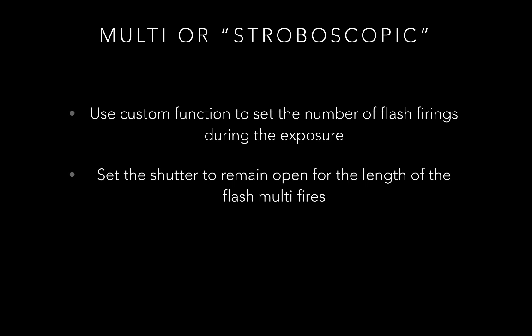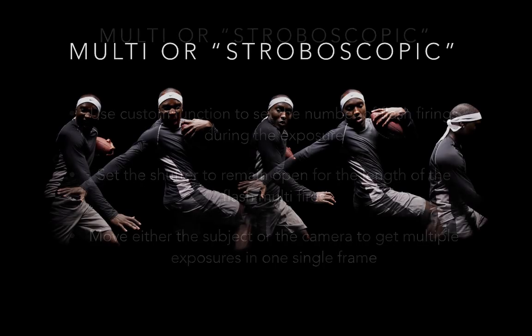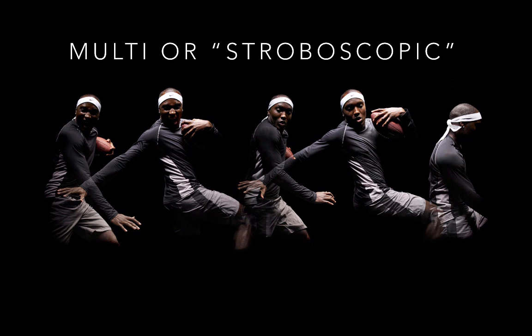You'll set the shutter to remain open for the length of the flash sequence, and then it'll multi-fire, and then you'll either move the subject or the camera to get multiple exposures in a single frame. Here's a good example. In this example, the camera is sitting in one spot. It's, let's say, a 2-second exposure, and as the subject moves across the frame, the flash will go pop, pop, pop, pop, pop, and give you multiple exposures in a single frame. So that's done using your multi function, which is known as stroboscopic.